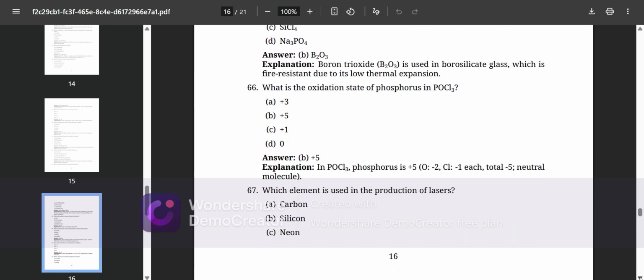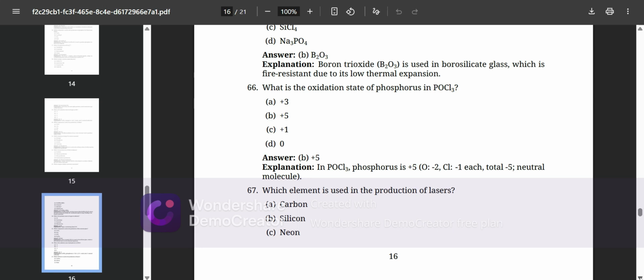What is the oxidation state of phosphorus in POCl3? Plus 5. In POCl3, phosphorus is plus 5, oxygen is minus 2, chlorine is minus 1, total minus 5, neutral molecule.